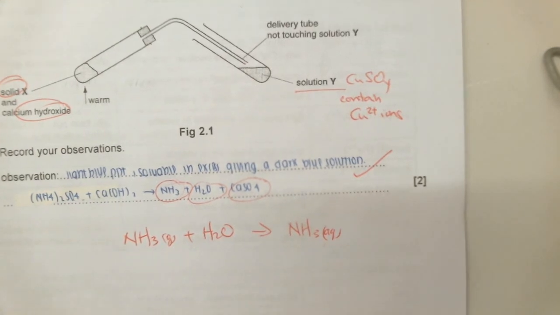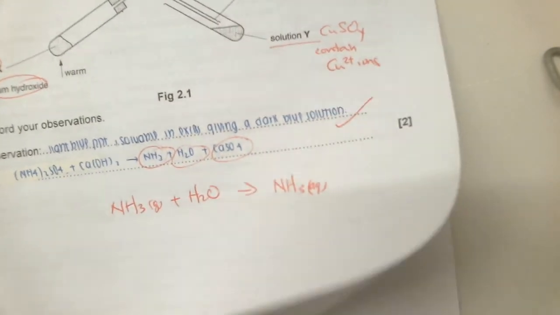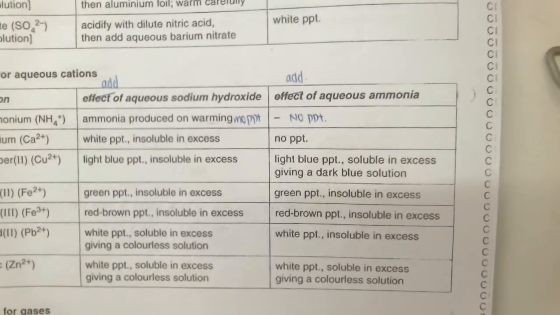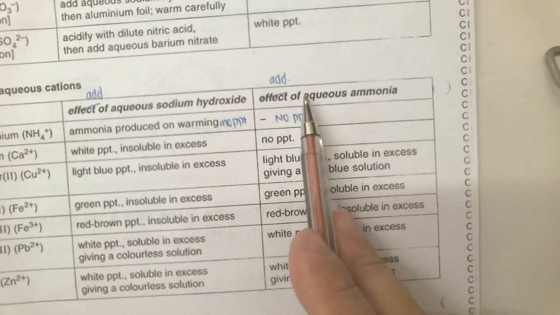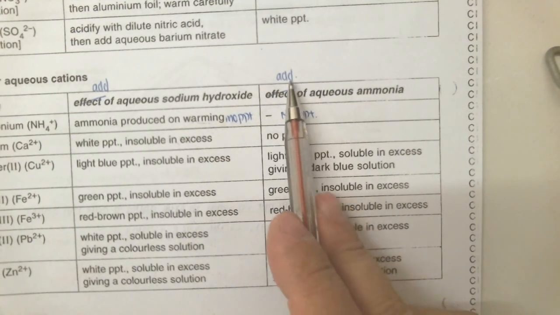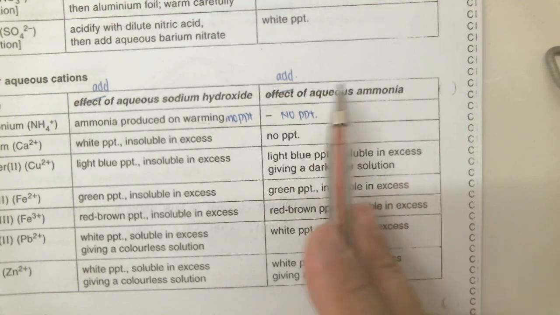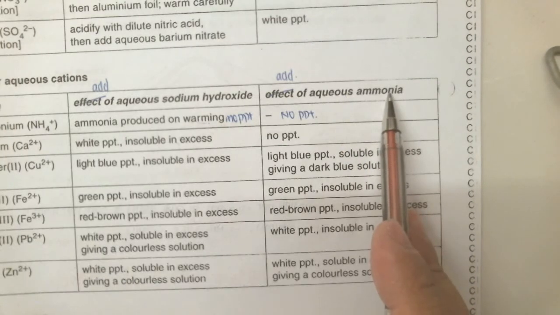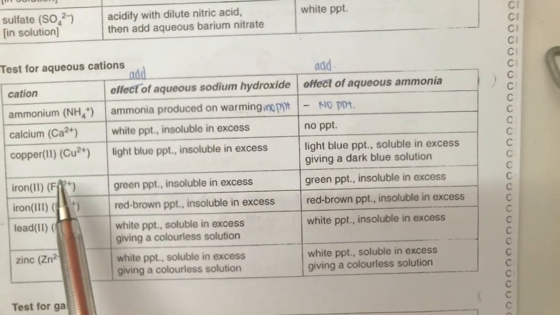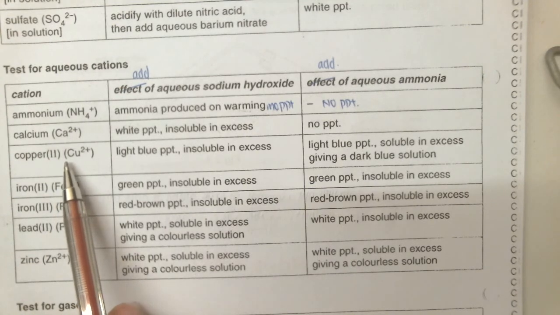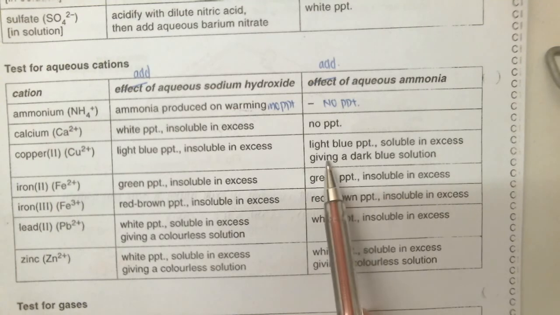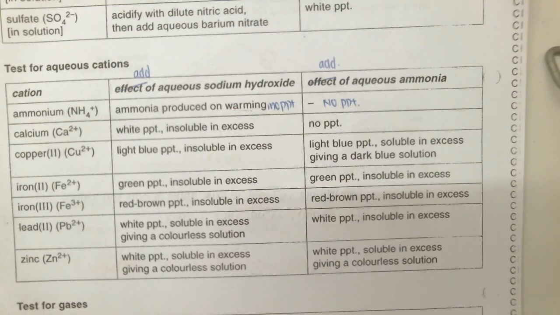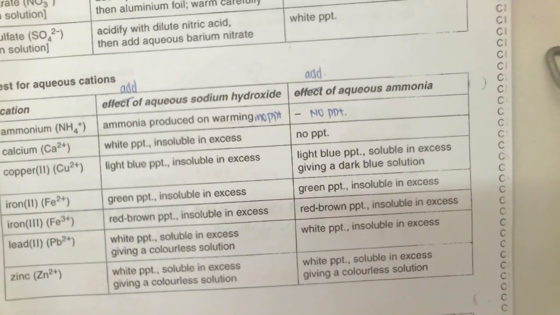If you can't figure it out, let's look at the table. And there you have it again. Can you see? It's just like you produced aqueous ammonia, and when aqueous ammonia is introduced into a solution of copper sulfate or copper ions, you get a light blue PPT soluble in excess, giving a dark blue solution. So there you have it.